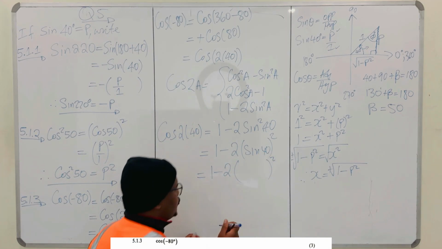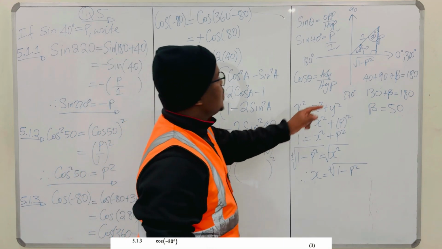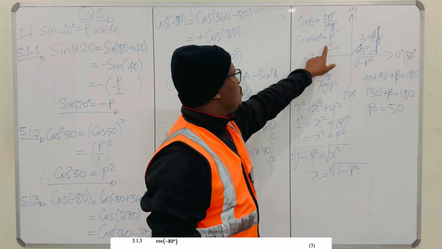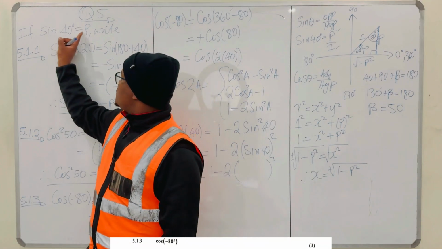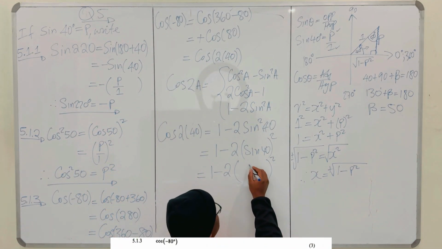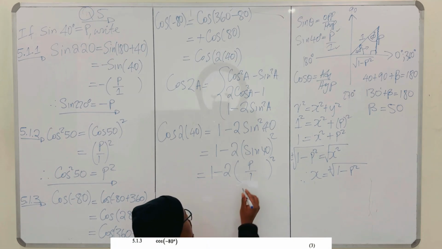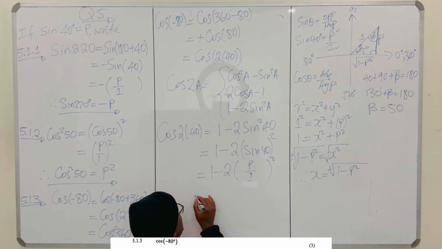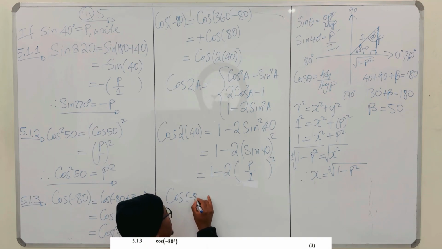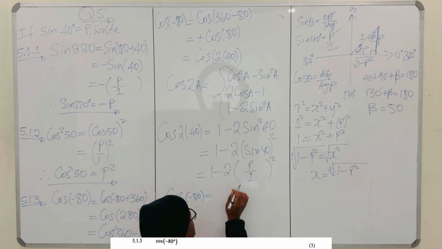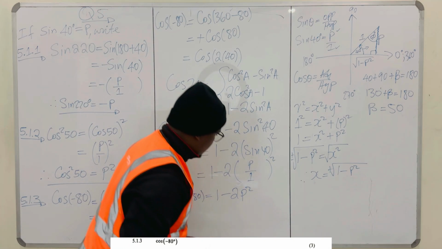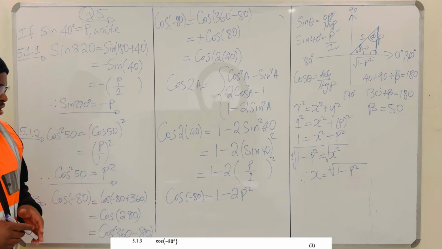Go and find the sine 40 there. What is the sine 40? Sine 40 is the opposite over the hypotenuse, which is just p, which we were given in the first place. So you can say p over 1. So your cos 80 is equal to the answer to this, which is 1 minus 2 p squared. So this is how we conclude this question.